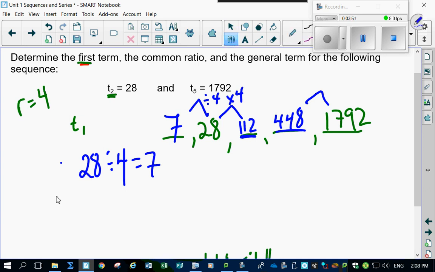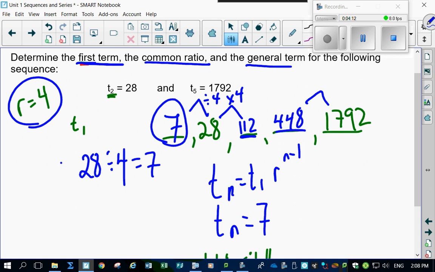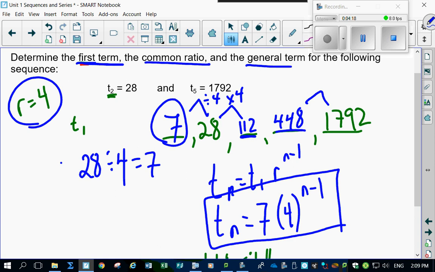Wow. So we've got some great stuff going here. We know the first term is 7. We know the common ratio is 4. Now let's figure out the general term. No problem. Tn equals T1 r to the n minus 1. The general term is Tn equals, with T1 being 7 and the ratio being 4, 7 times 4 to the power of n minus 1. That's our general term, and that's what we're sticking with.